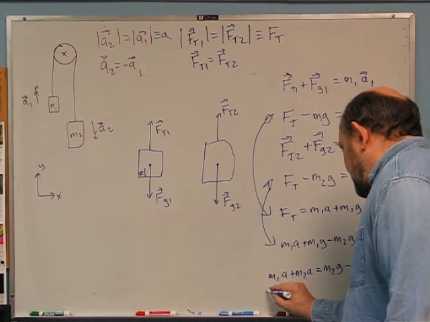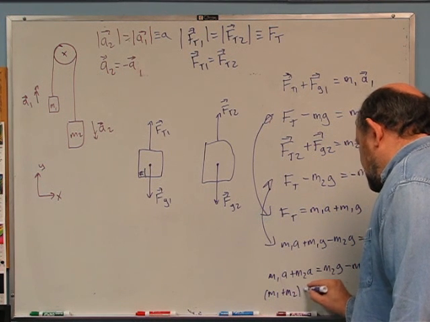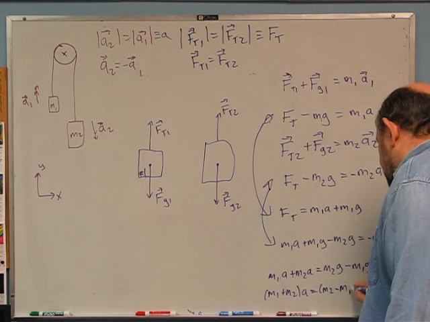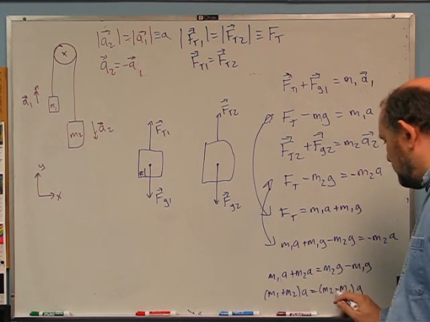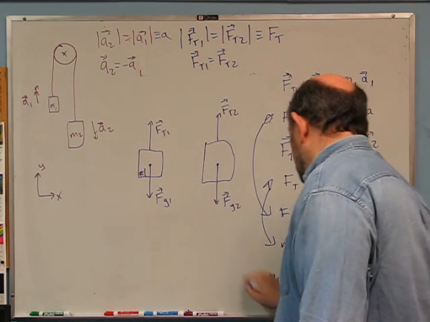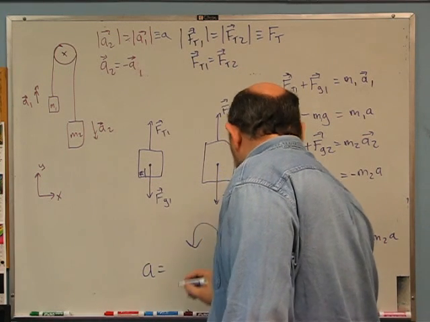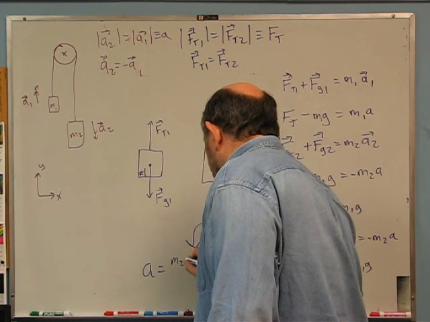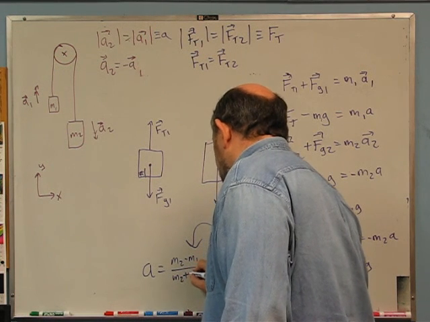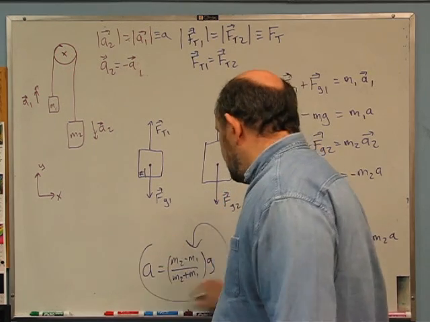Now I can factor the A out, and I have M1 plus M2 times A is equal to M2 minus M1 times G. Remember, M2 is bigger than M1, we're told that, so this is a positive number. I'm going to go ahead and write the answer over here. A is equal to M2 minus M1 divided by M2 plus M1, times G. That's the acceleration.